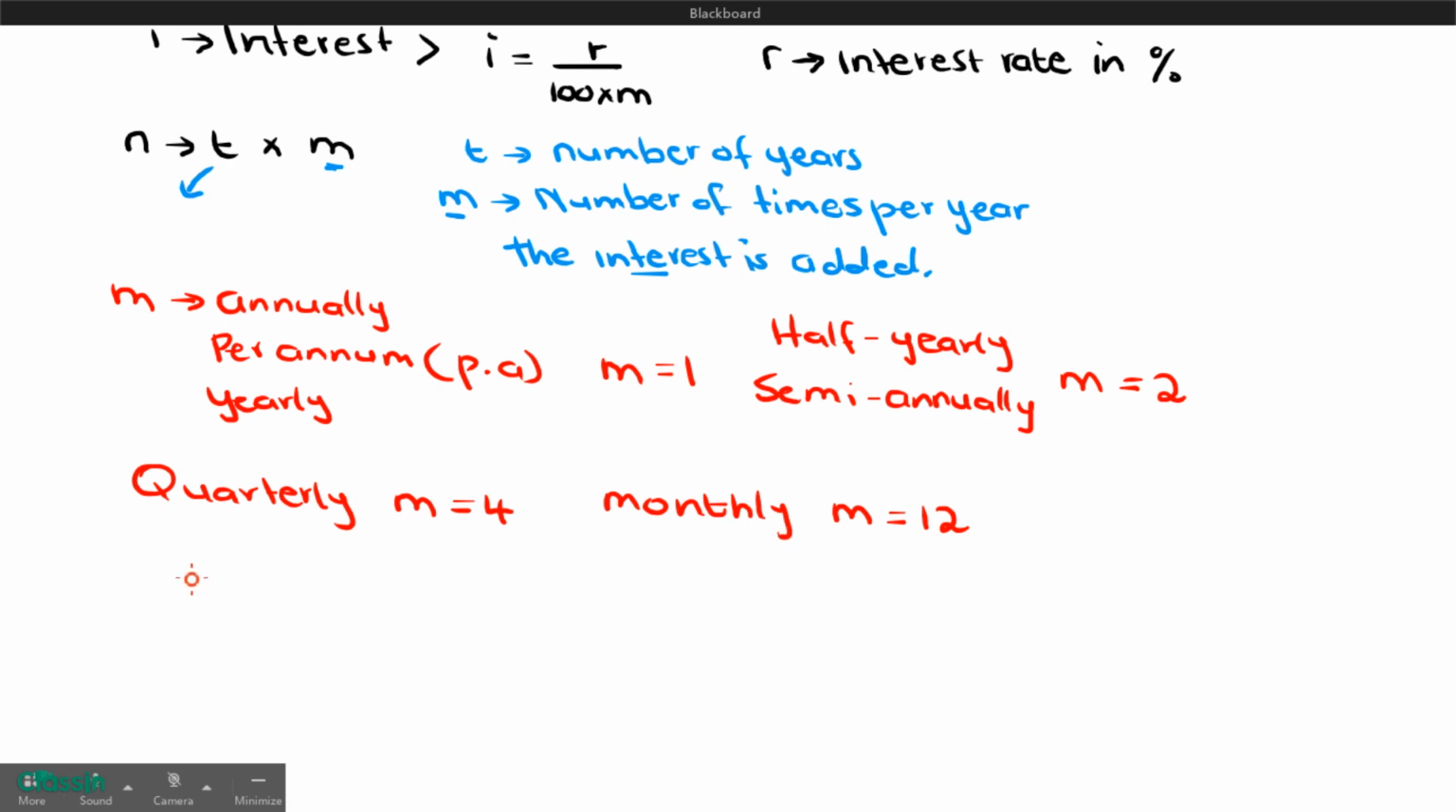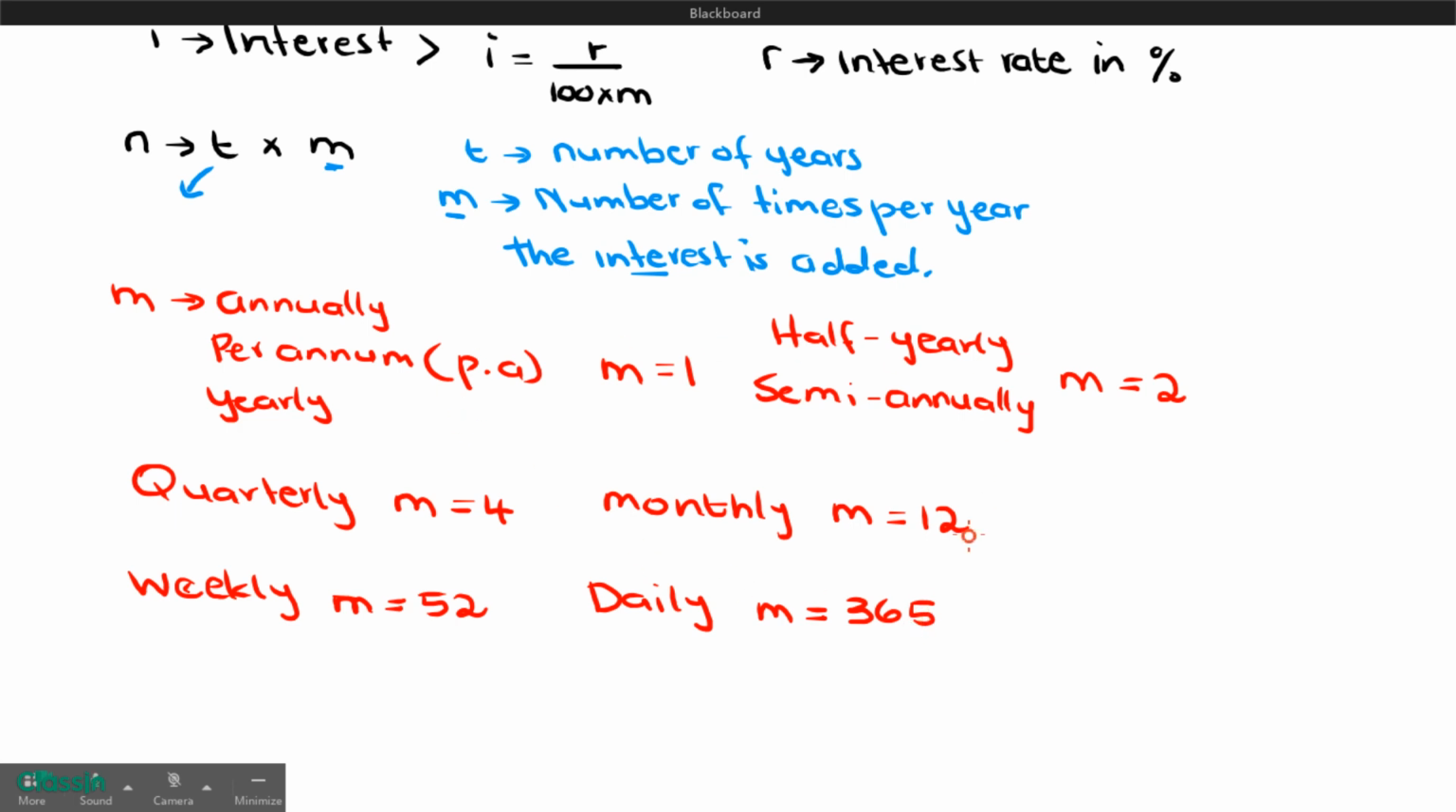Now, apart from that, they can say that your interest is gained weekly. So the question is, how many weeks do we have in a year? Therefore, our M equals 52. Or it can be daily. It's rare that you find daily and weekly. But for interest's sake, if it says daily, it means that your M equals 365 days, 365 times in 1 year.